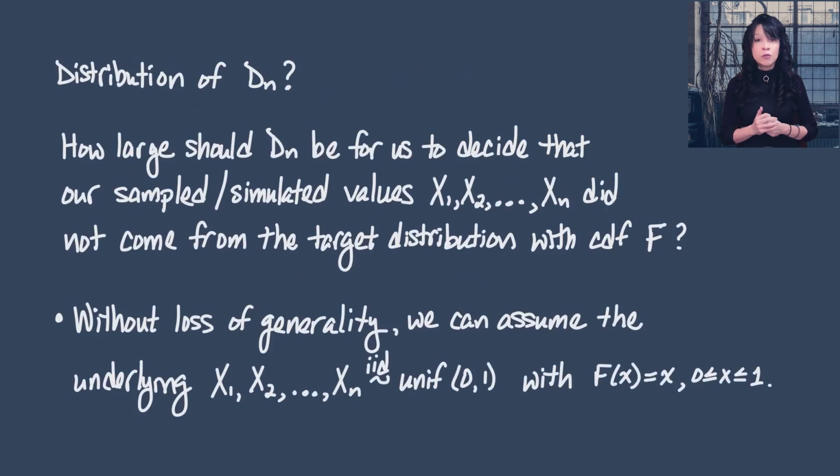So for a uniform 0, 1 distribution, the CDF, capital F of x, is just x for x between 0 and 1. It's also defined to be 0 when x is less than 0, and 1 for any x plugged in that's greater than 1. This is the CDF for the uniform distribution, and I want to use this when trying to look at the distribution of the Kolmogorov-Smirnov statistic.